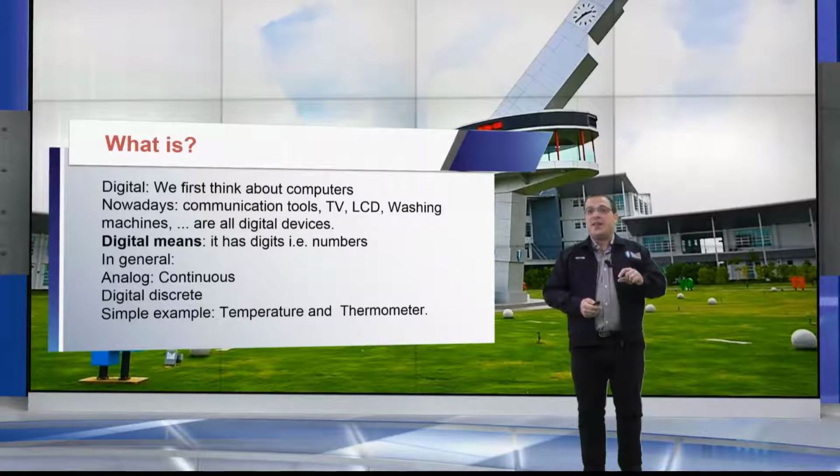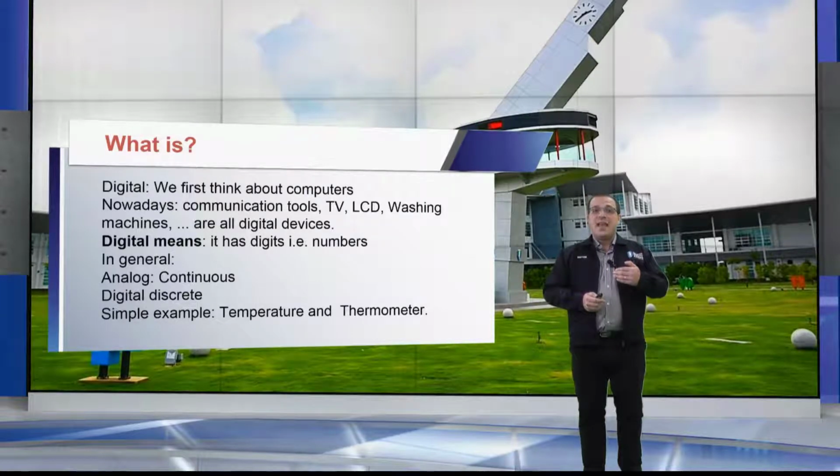You will find that they write "digital" on them, and you have a touch screen or buttons to control things. The basis of digital is that when we say digital, we mean that it has digits. The word digital actually comes from digits, which means numbers. Most of the devices which are digital devices are using digital systems. So what are digital systems?